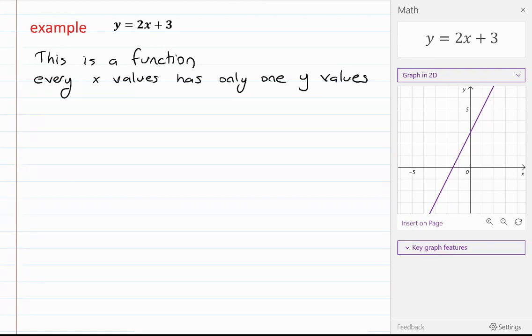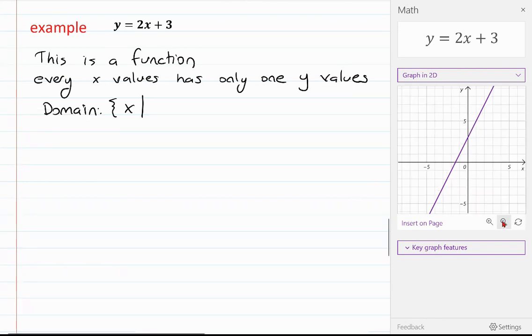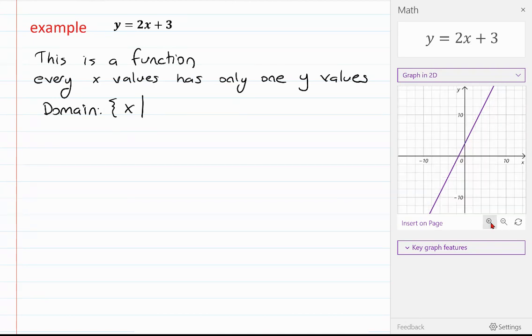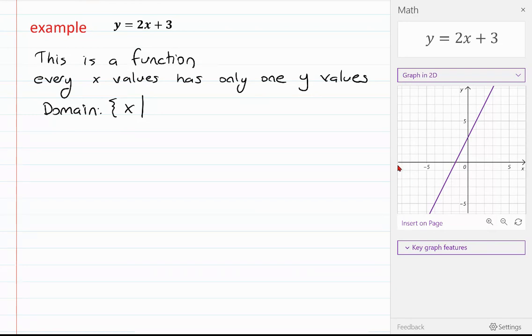So how about domain and range? For the domain x, as you can see on the graph, let me make it smaller. When I make it smaller and smaller, actually I see the same graph. So it goes from negative infinity to positive infinity. I'm using all the x's between them. So I will write the domain: negative infinity to positive infinity. This is my domain.